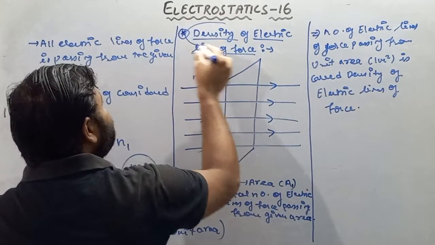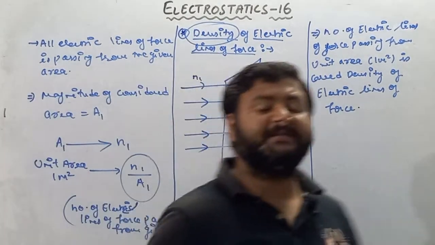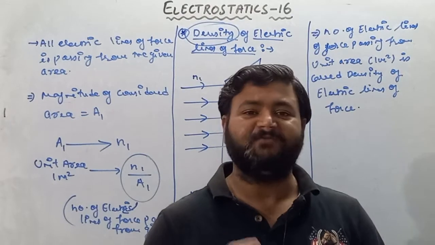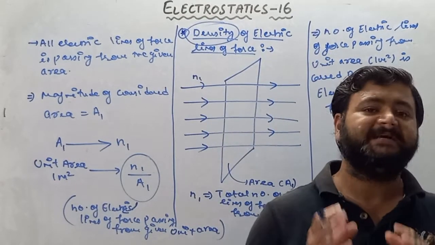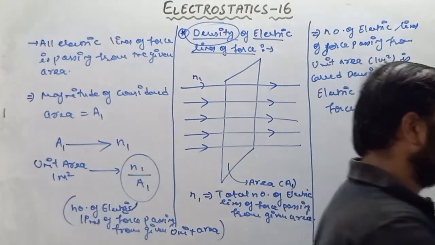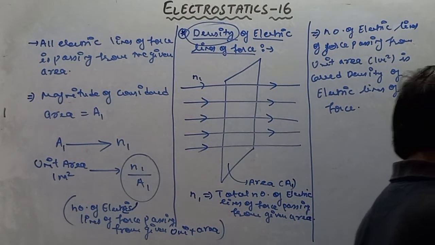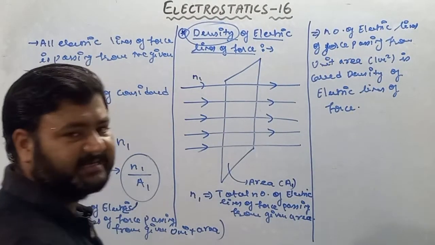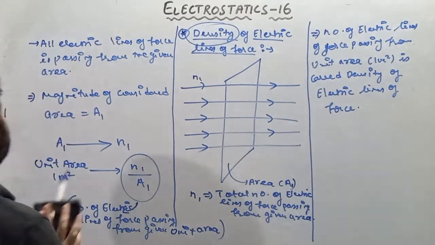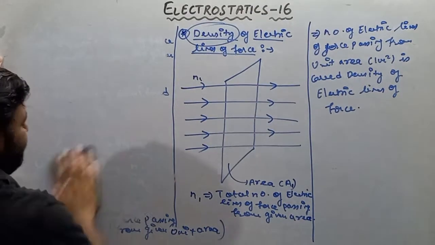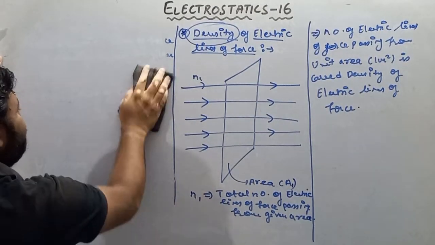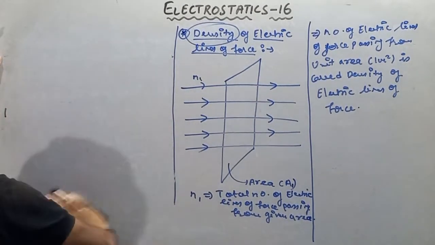This word density means nothing but the number of electric field lines passing through 1 meter square, or we can say unit area. It is called the density of electric lines of force. Now see, I hope you all understand. Whatsoever the number of electric field lines passing through 1 meter square is considered to be the density of electric lines of force.